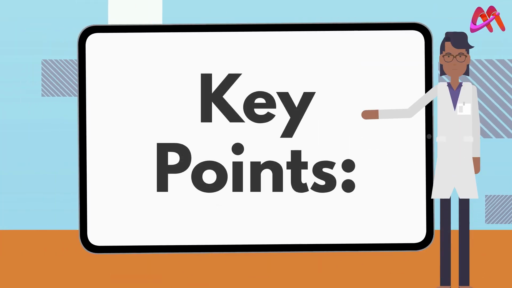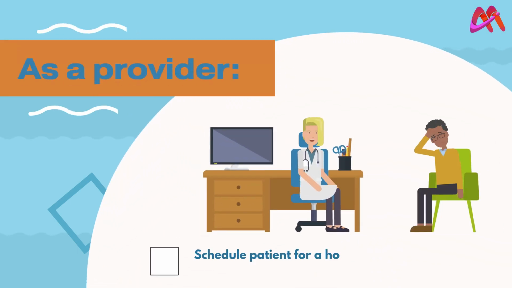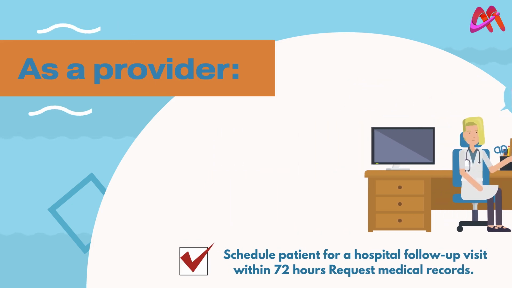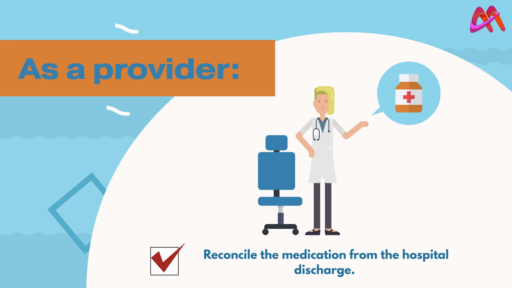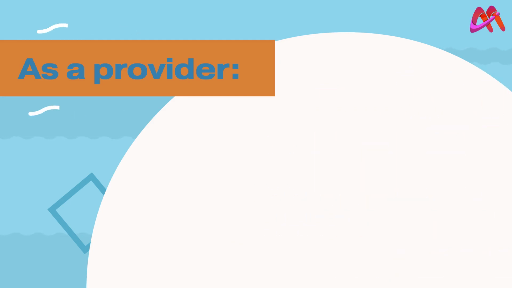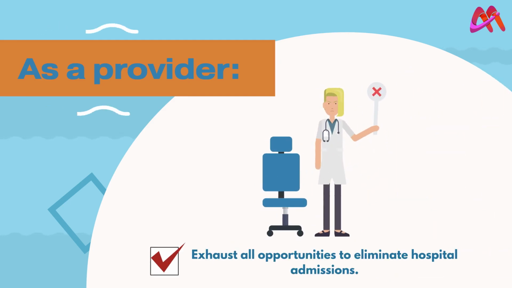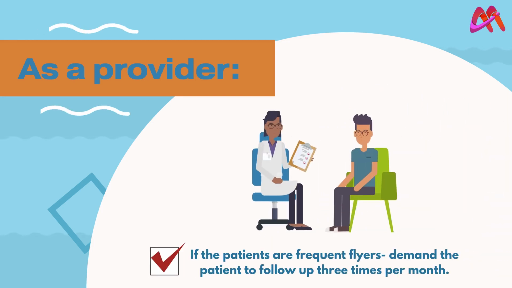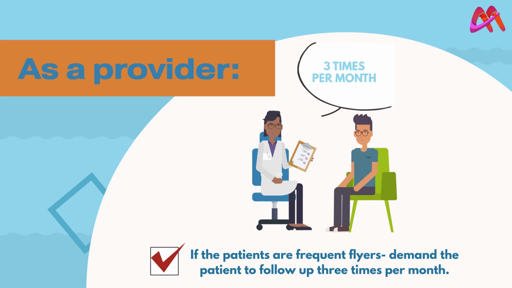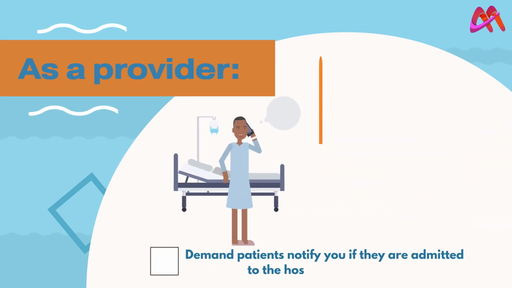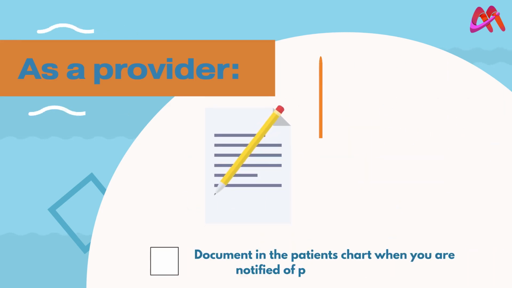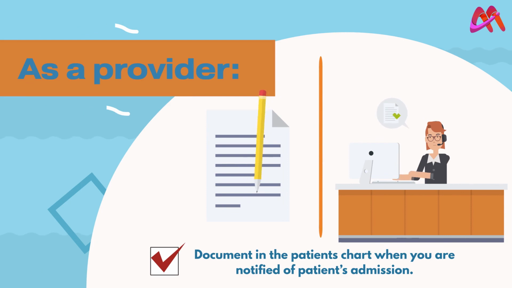Key points. As a provider, schedule the patient for a hospital follow-up visit within 72 hours, request medical records. Reconcile the medication from the hospital discharge. Exhaust all opportunities to eliminate hospital admissions. If the patients are frequent flyers, demand the patient to follow up 3 times per month. Demand patients notify you if they are admitted to the hospital right away. Document in the patient's chart when you are notified of the patient's admission.